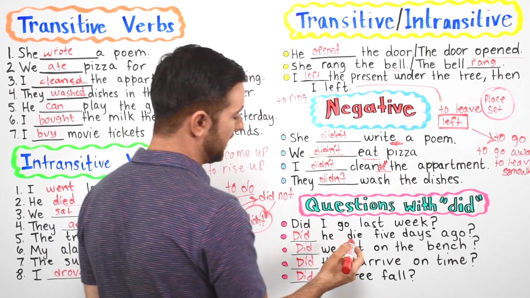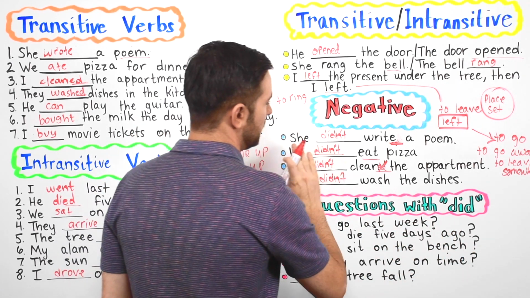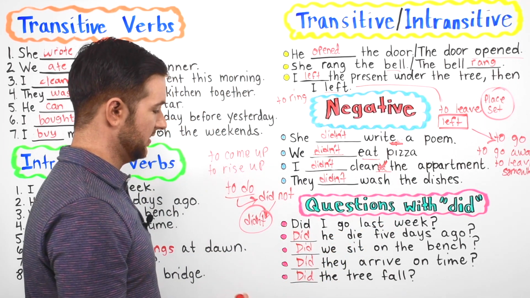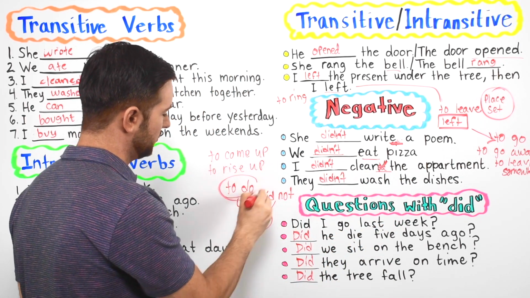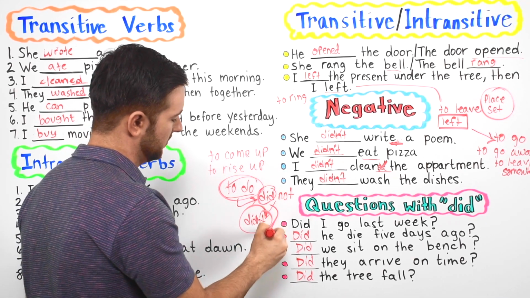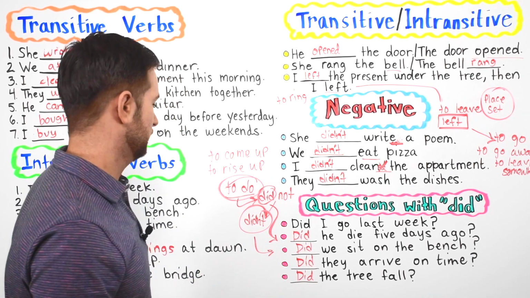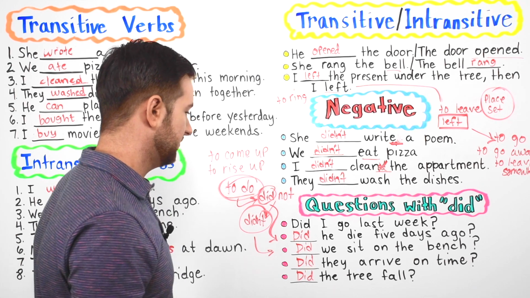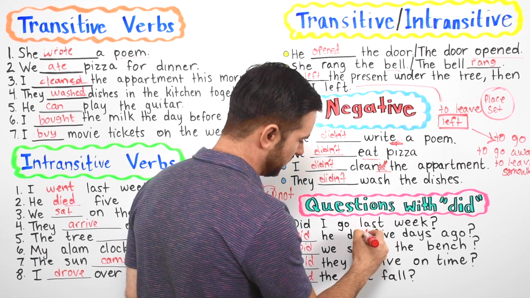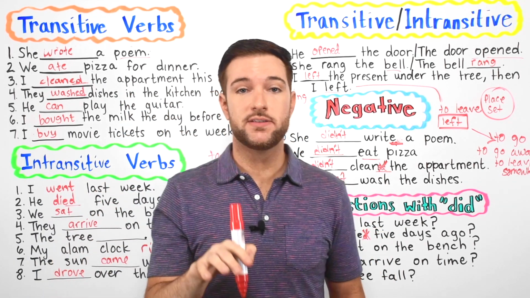Also notice that we don't have ed. So there's no ed here, no past tense, nor is there ed right here. With the negative and questions, it's a little different. So we only conjugate the verb to do. That's how we get did. Did I go last week? Did he die 5 days ago? So we can't say did he died 5 days ago? No, we can't say that. So pretty easy. Just make sure you memorize that, all right?